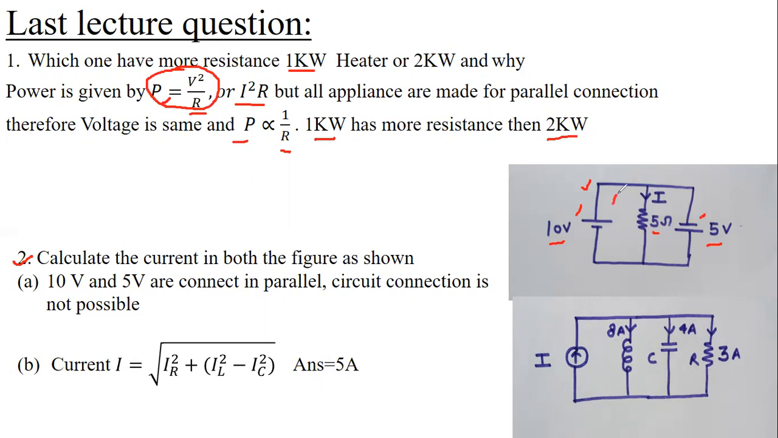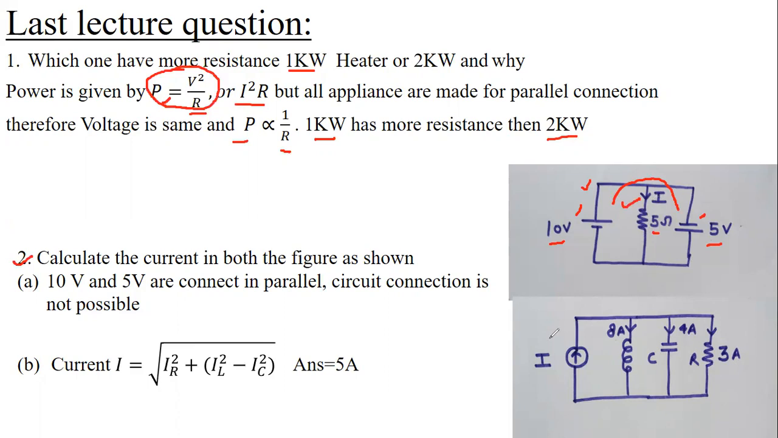So this 10 volt makes a short circuit with the 5 volt supply, and practically it is not possible to make such a circuit. So the value of current I is always 0, because the 10 volt and 5 volt are shorted and no current flows into the 5 ohm resistor. Practically the circuit is not possible, and mathematically the value of I is 0.